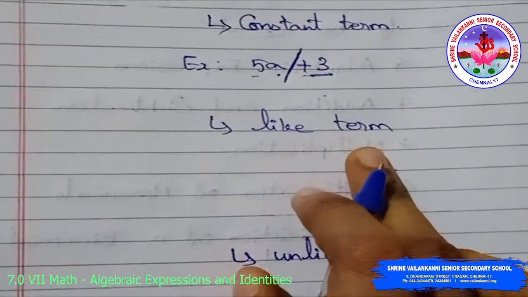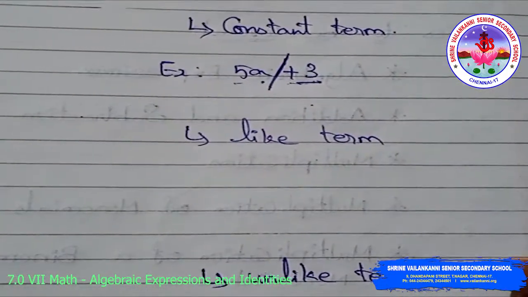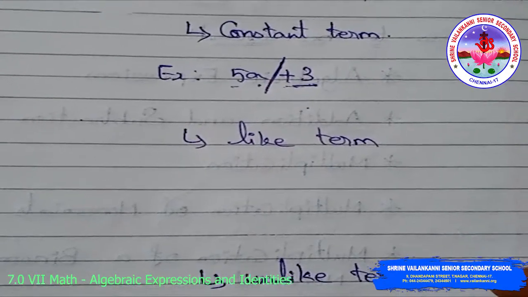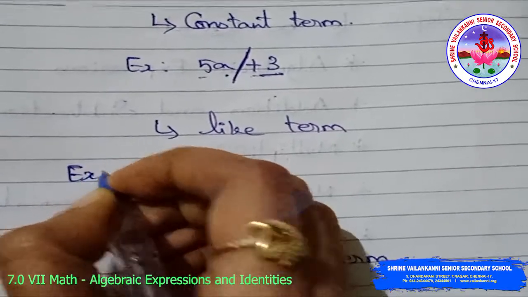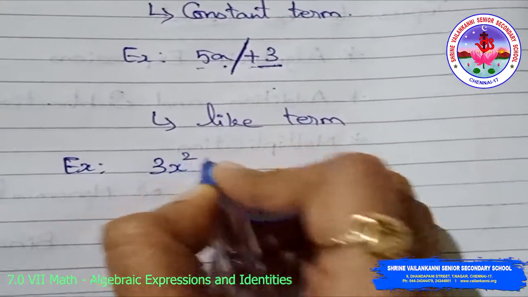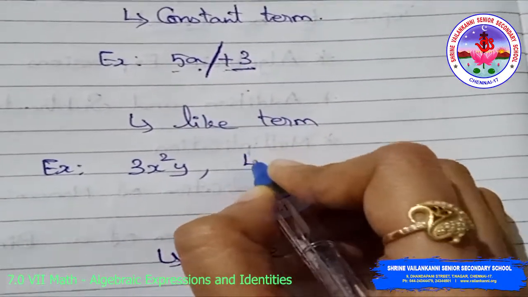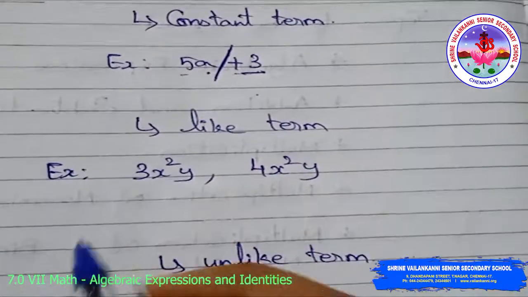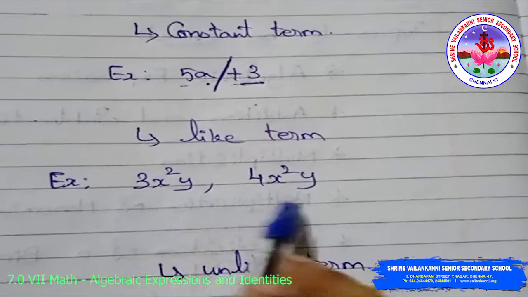The next one is like terms. Terms in an expression which have the same literal factors are called like terms. For example, 3x squared y, comma, 4x squared y. Here the variables or the literals are the same, so they are like terms.